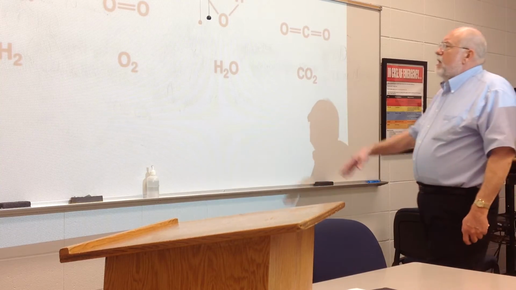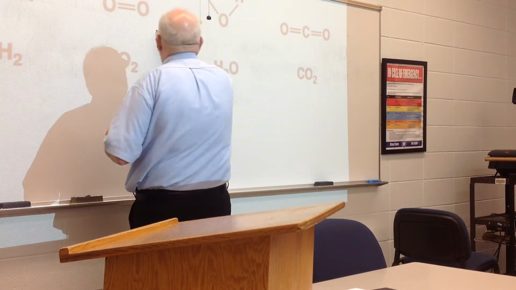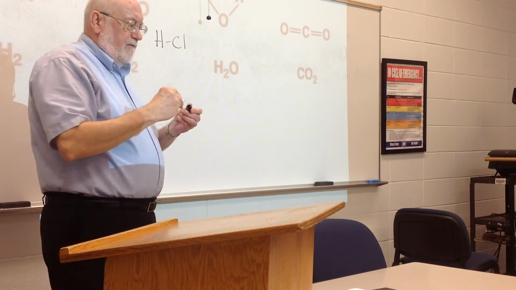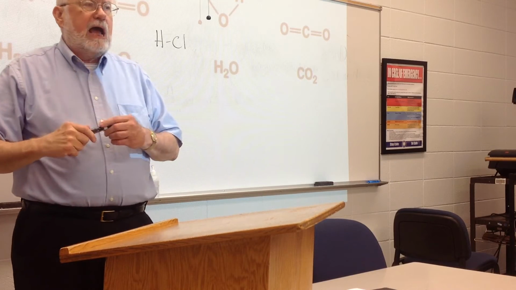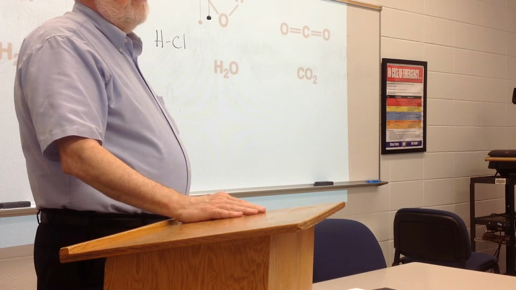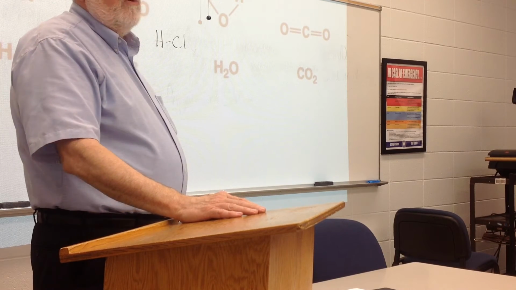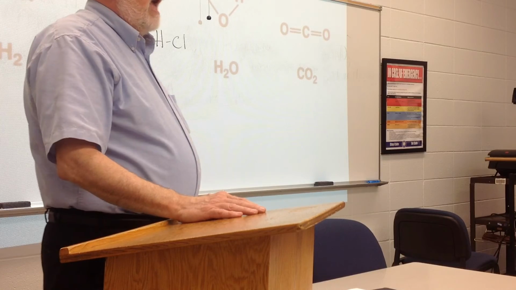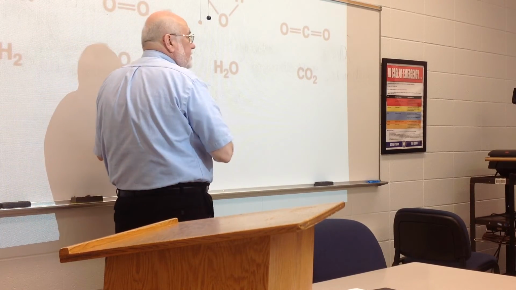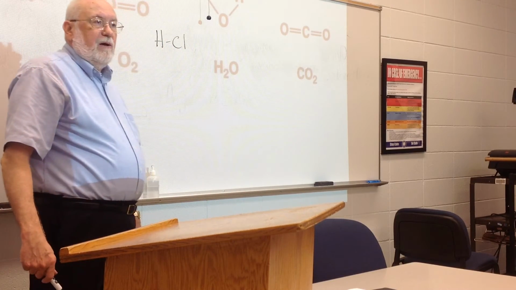Now, if we go to something else, let's write a little something up here like this. There we have hydrogen chloride, and that is also just a single covalent bond between the hydrogen and the chlorine. By doing that, the hydrogen is going to end up with 2 valence electrons, and the chlorine will now end up with 8, which keeps it happy.